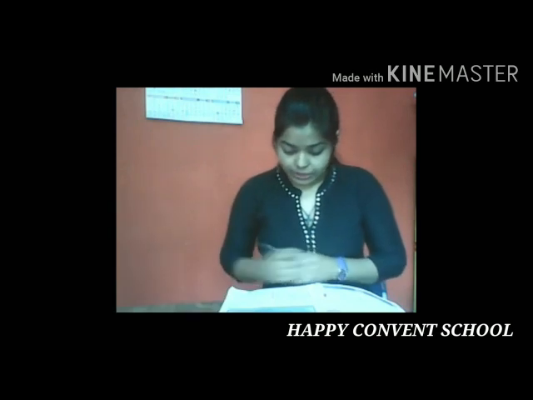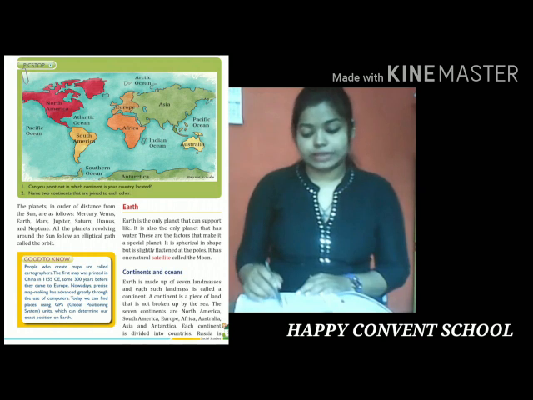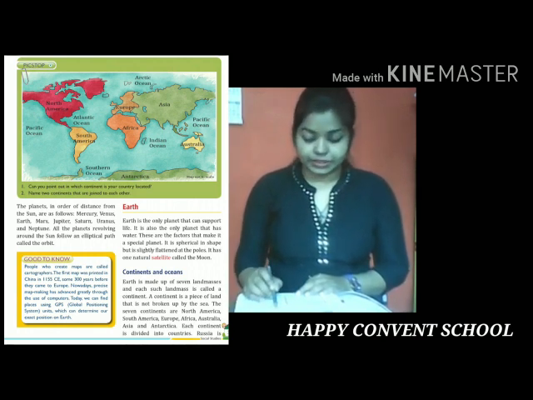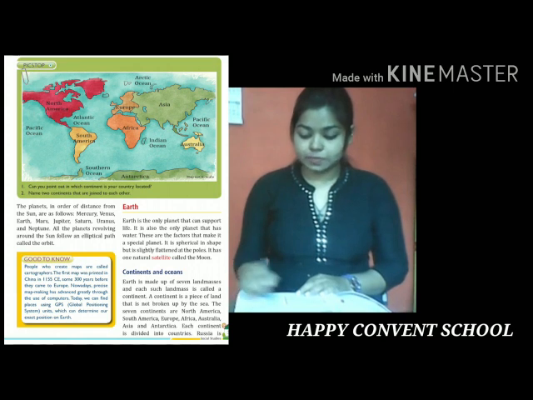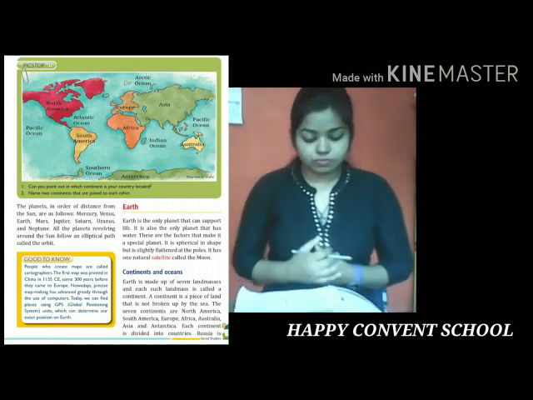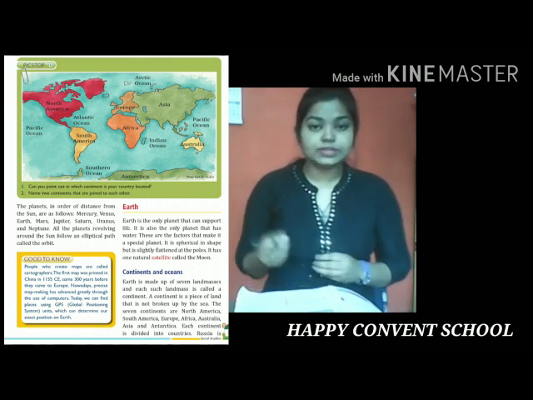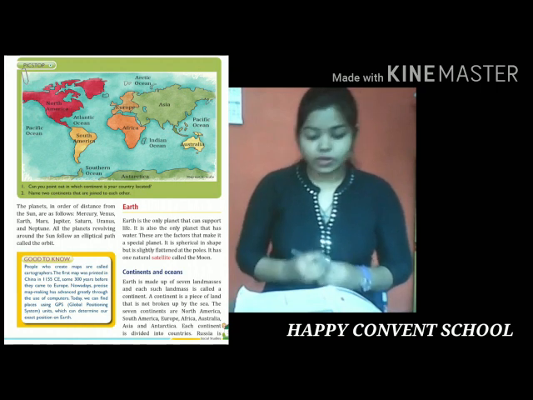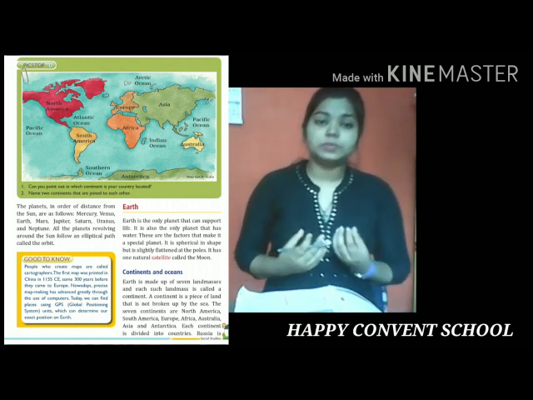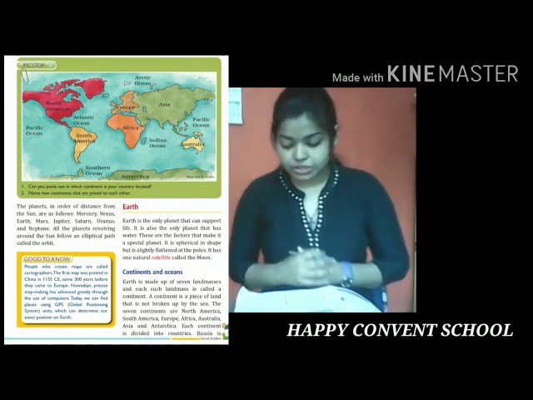Okay, now Earth. Earth is the only planet that can support life. It is also the only planet that has water in it. These are the factors that make it a special planet. So we know how many planets are there? There are 8 planets. But life is supported only on Earth. Why? Because it has water. So water makes it possible for life to exist on Earth. Okay, so it's a special planet.